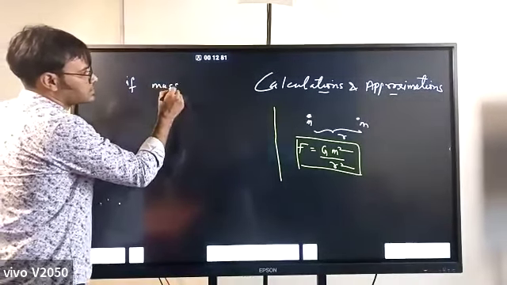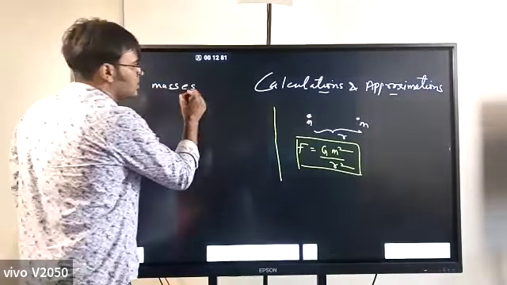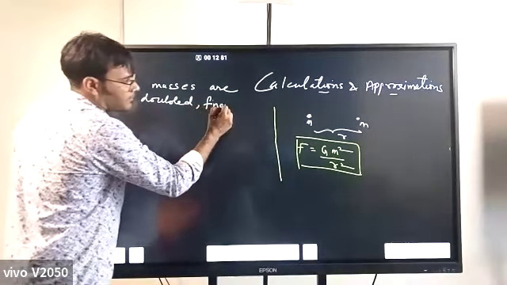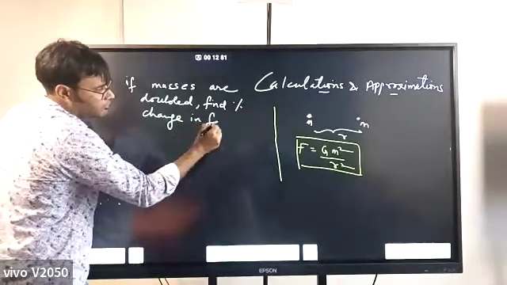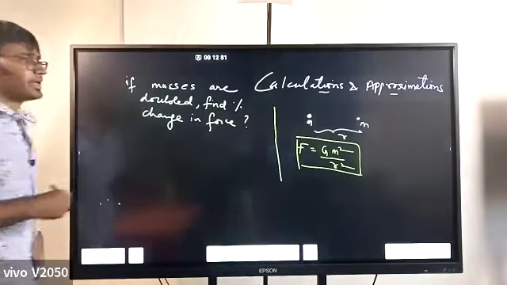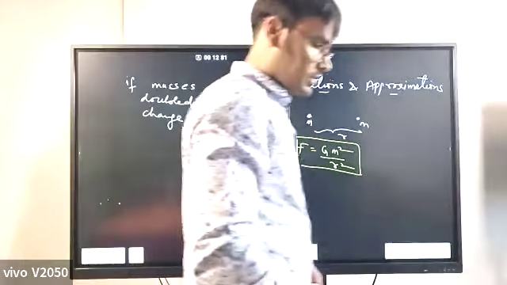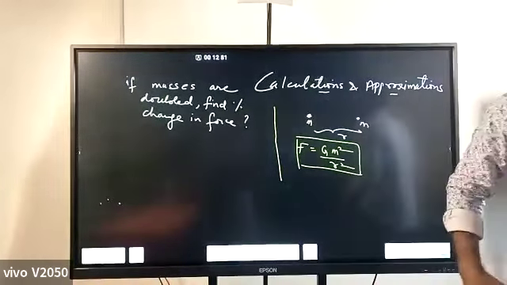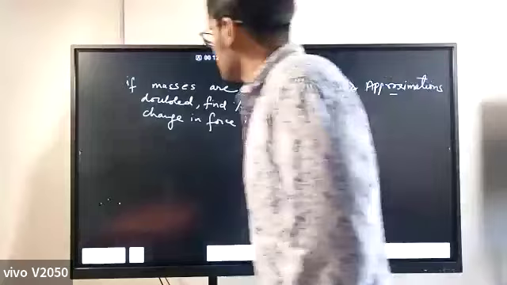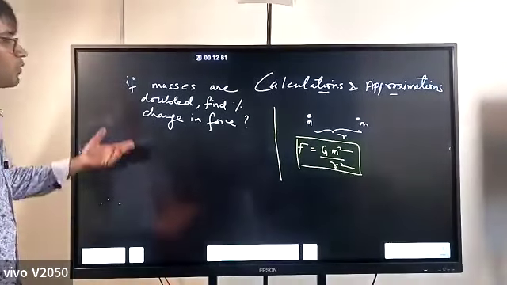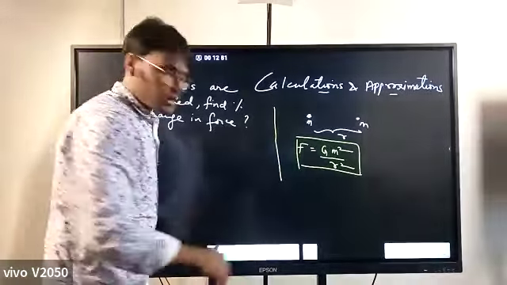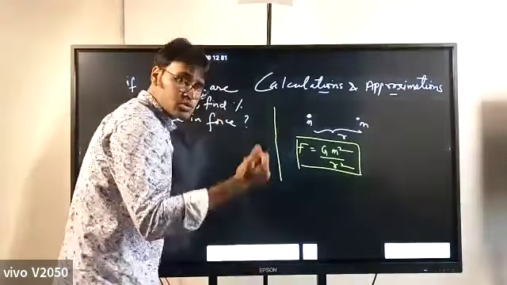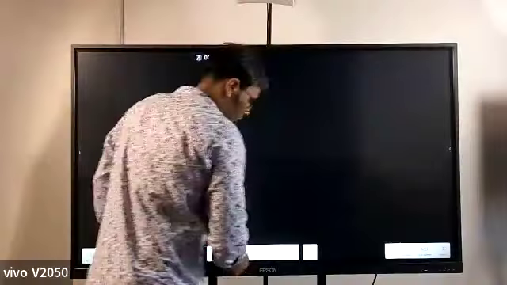If masses are doubled, find the percentage change in force. Can anyone tell me the answer? Very simple question. And such a question can be asked for any formula, any chapter. So if masses are doubled, what is the percentage change in force? What is the concept of percentage change? Those who know, they can write the answer in the chat box.